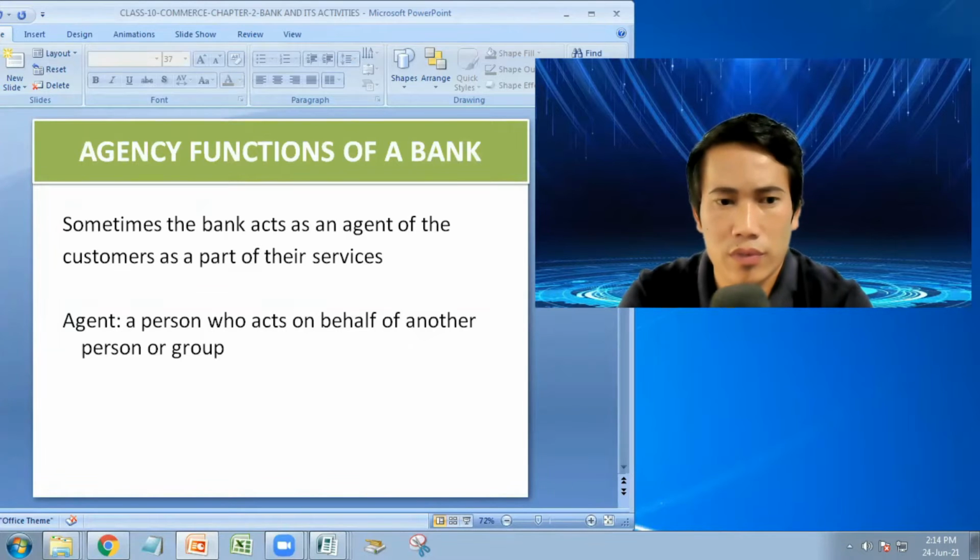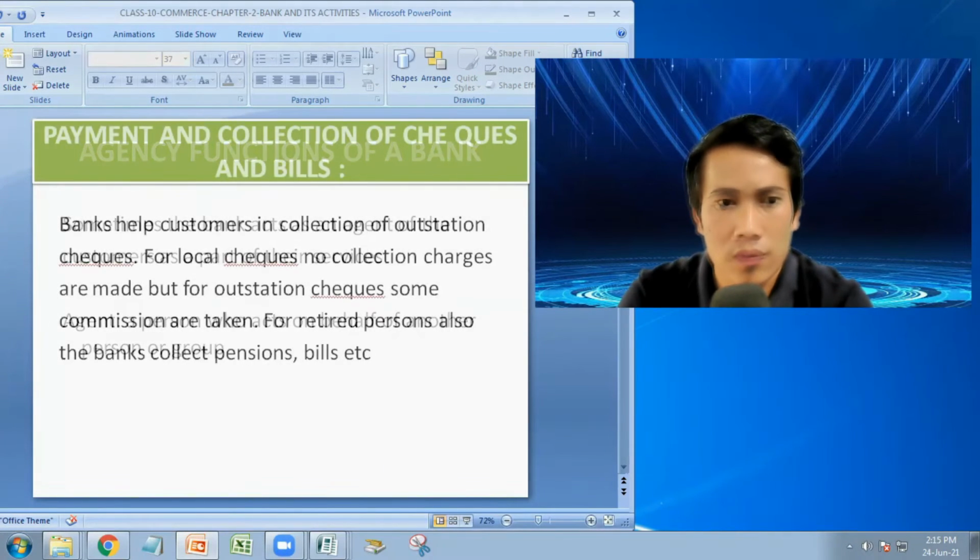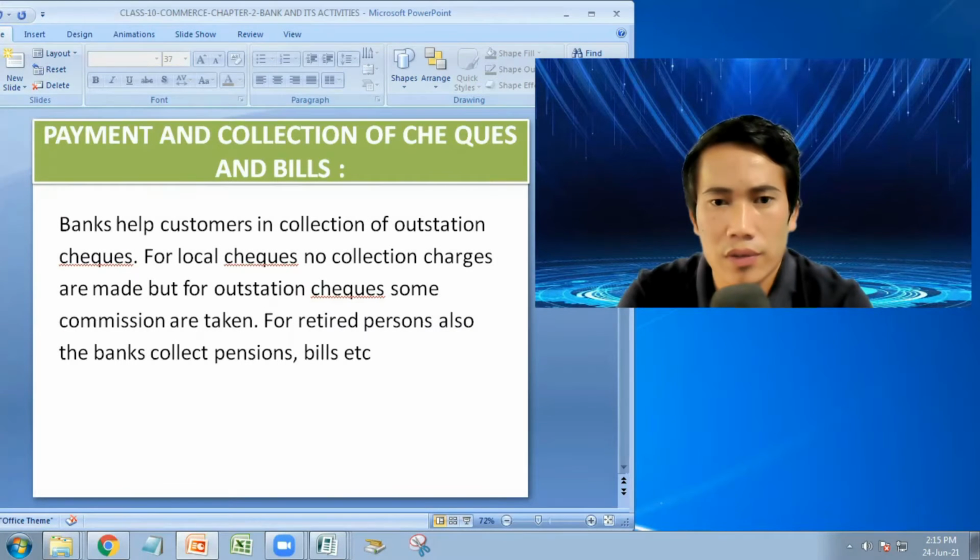When we say an agent, for your understanding, an agent means a person who acts on behalf of another person or group. So we can say that the bank will act on behalf of its customers. Now, the first point under agency function is payment and collection of checks and bills. In this case, what the bank does is they help the customers in collection of outstation checks. When we say outstation checks which you are bound to receive, that is from outside, not within your location.